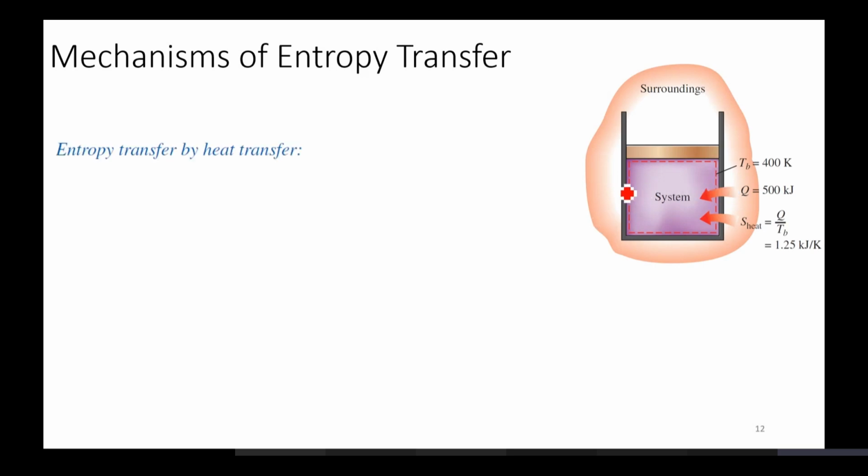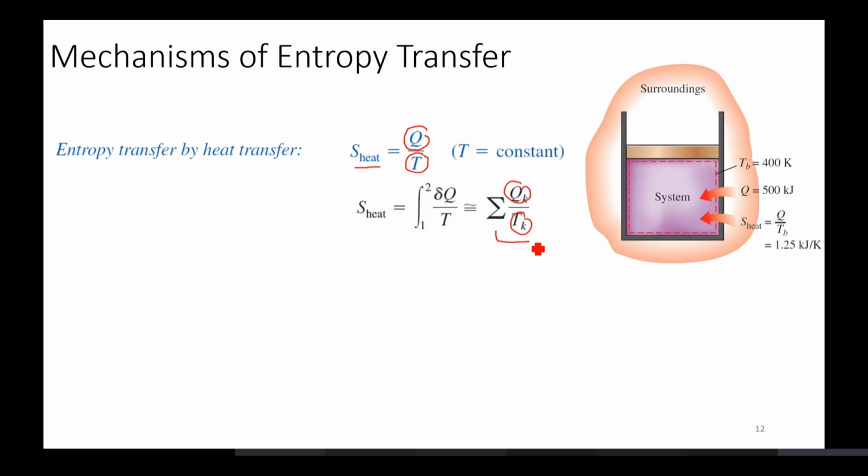Mechanisms of entropy transfer. The very basic mechanism known to you is the heat transfer mechanism. If there is heat flowing into the system or out of the system at a constant temperature, it will contribute towards entropy due to heat. If there are multiple additions of heat coming in at multiple temperatures, you'll have to sum them up together to get the entropy contribution to the system. And entropy transfer by work is essentially zero.